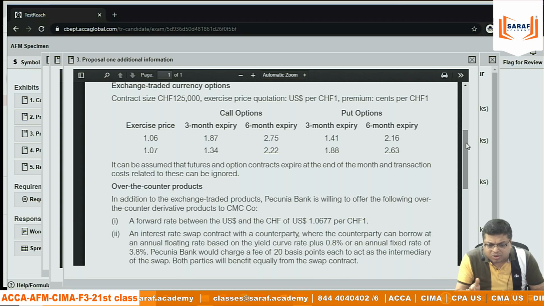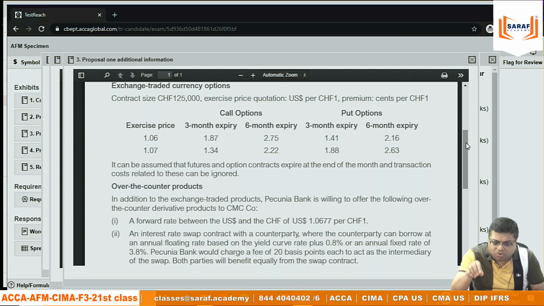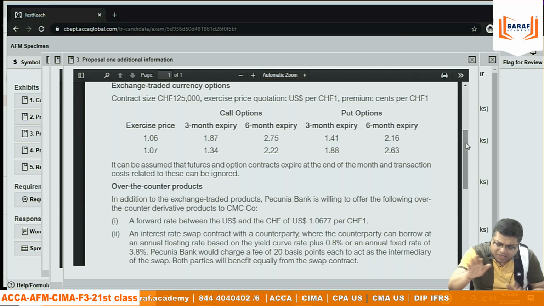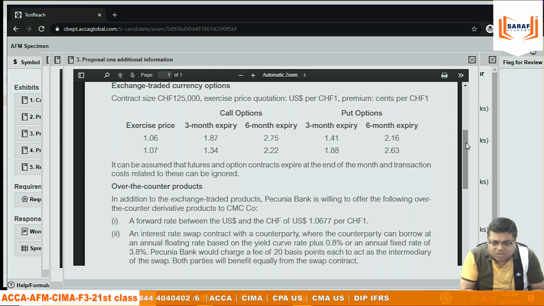Suppose in the exam you are not getting time, you just do the calculation on the calculator, and whichever you get, you can start writing. You do not need to show this much. The examiner needs to understand automatically; they will know this much. It can be assumed that the futures and option contract expires at the end of the month and transaction costs related to these can be ignored.